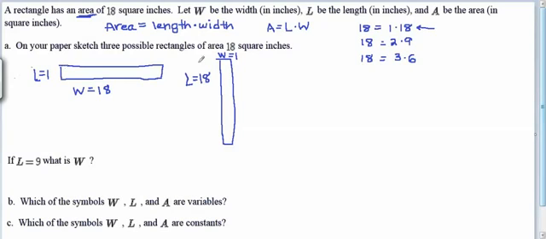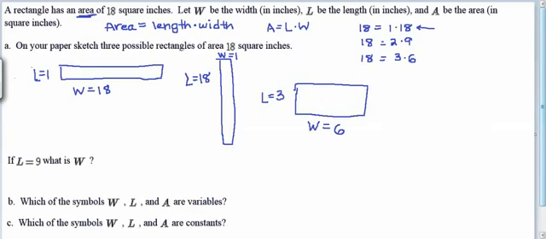In this case, L is 1. In this case, L is 18. For a third one, well, we have lots of options to choose from. Let's use that 3, 6 example. So let's say our length will be 3 and our width will be 6. So we could say L equals 3 and W equals 6. So there would be 3 examples of rectangles with area 18.